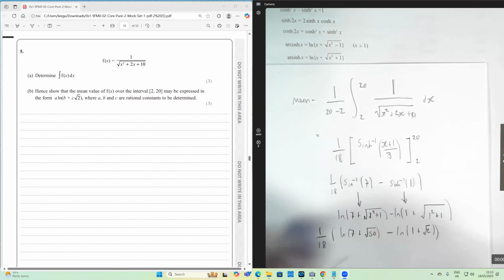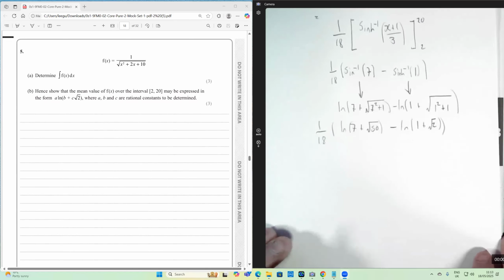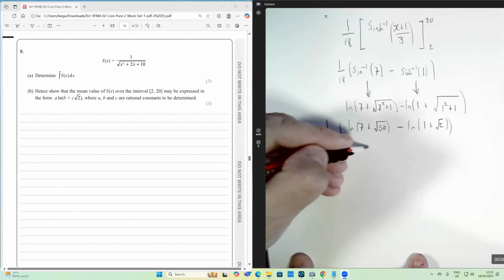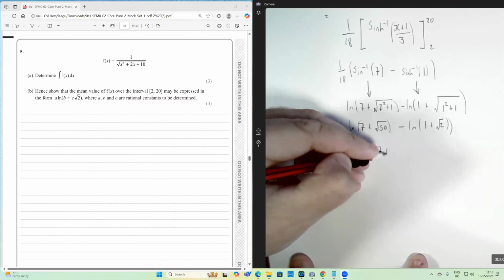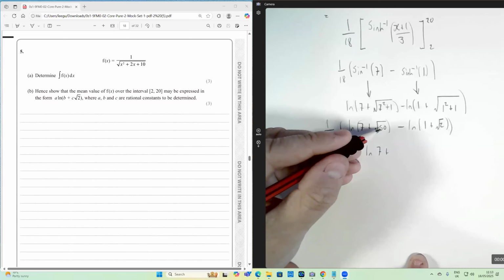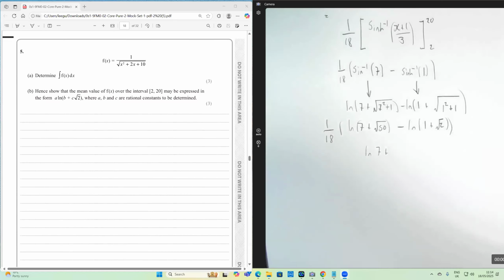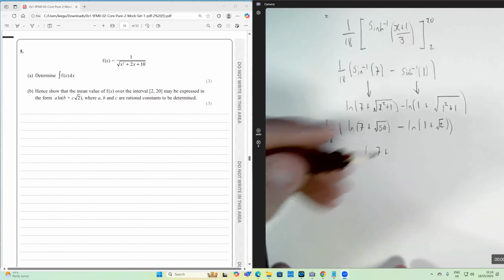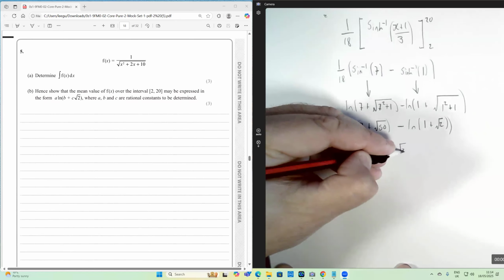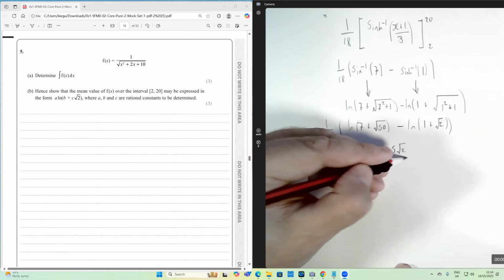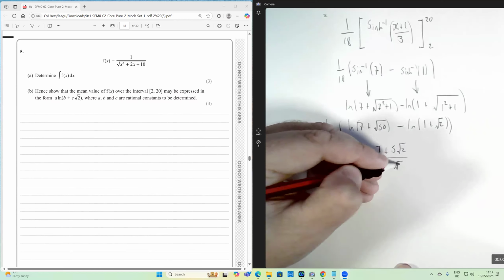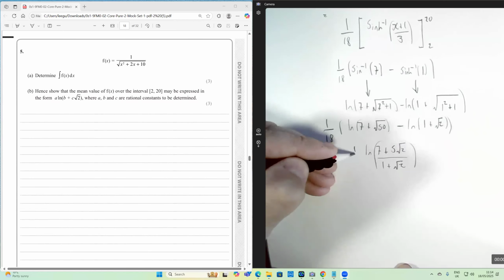We are taking those away from each other. Now, using the laws of logs, this is going to become a quotient. So we're going to have ln of 7 add root 50. I'm going to rewrite root 50 in its equivalent form, which is going to be 5 root 2. So I'm going to write that as 5 root 2, like so, and that's going to be over 1 add root 2. So we're getting there now.